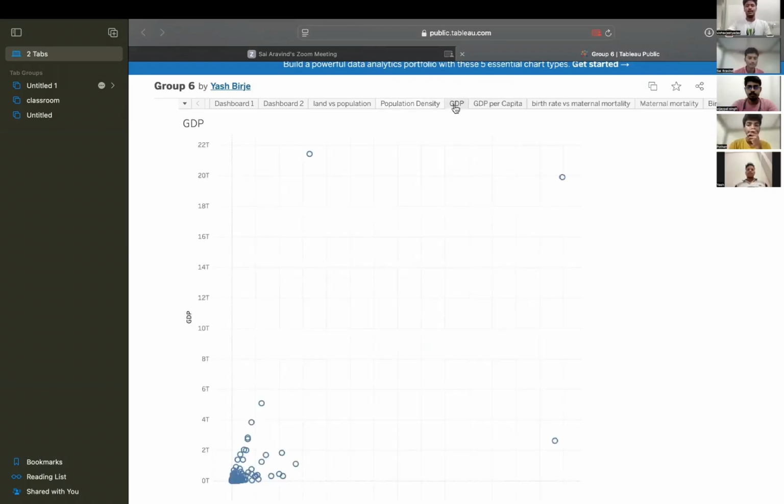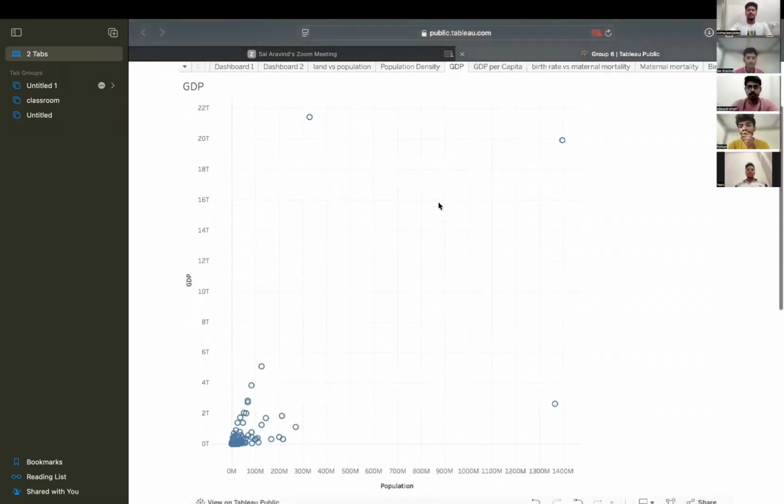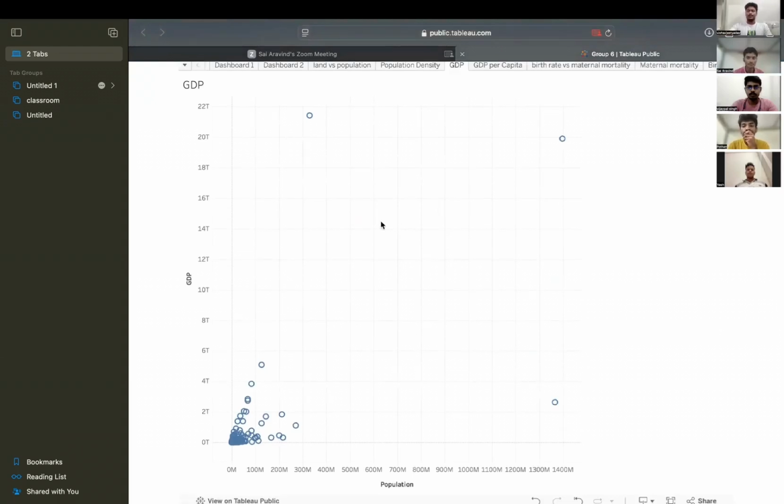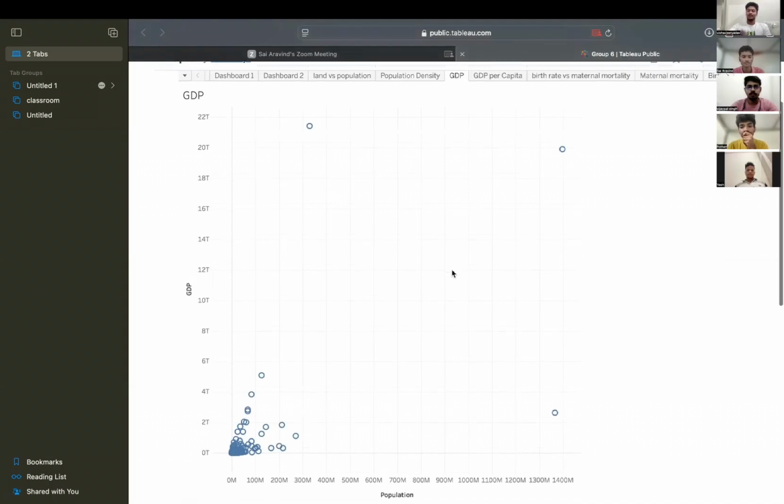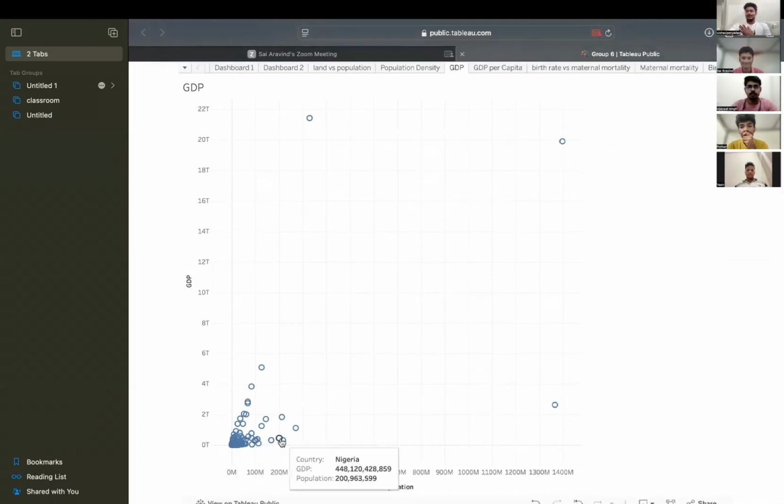Hello, myself Vishwajit. Here I am explaining the GDP versus population graph. This graph represents the relationship between gross domestic product and population size of a country over a given time period. The GDP is plotted on the vertical axis, showing the economic output, or the value of goods and services produced. The population size is shown on the horizontal axis, which indicates the number of people living in the country or region. As we look at the graph, we can observe several key trends.